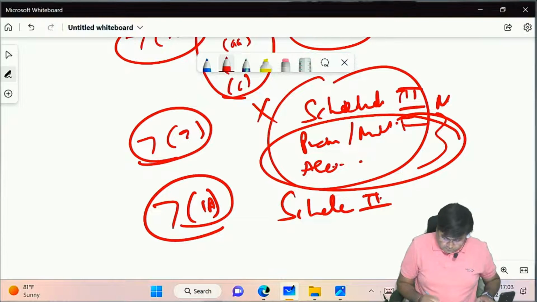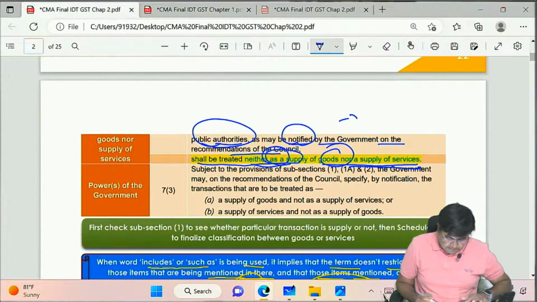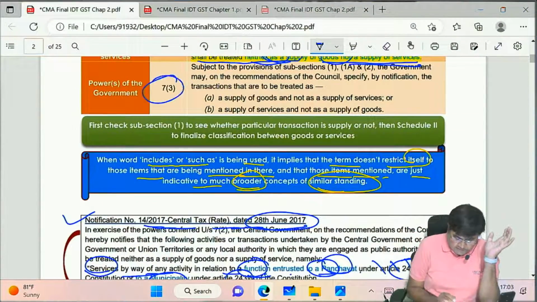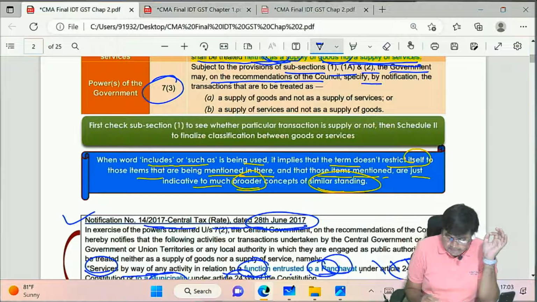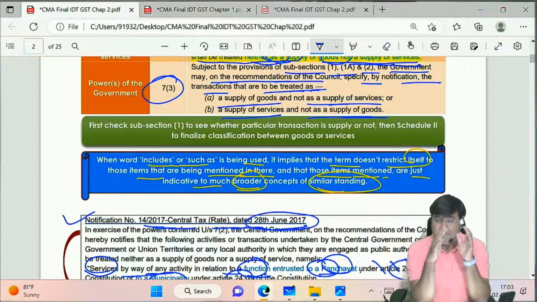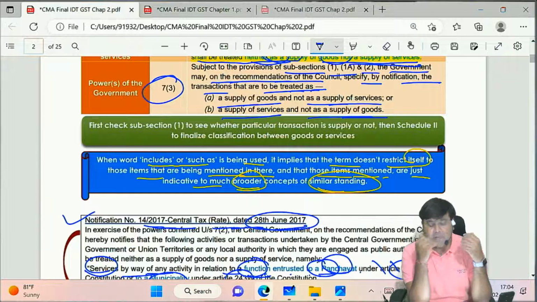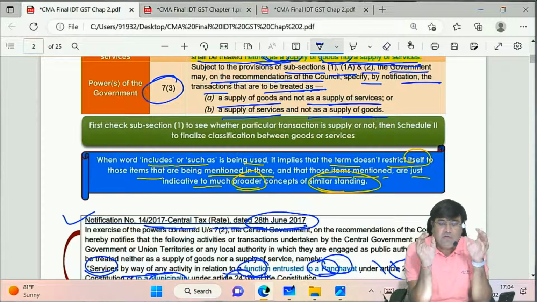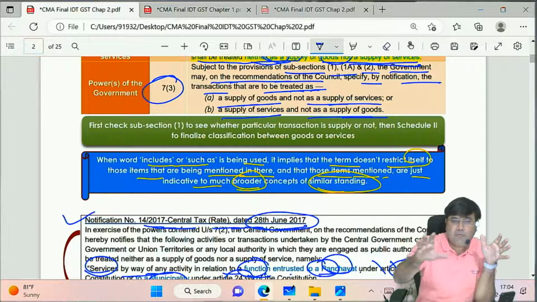Okay. Now the next subsection is very easy. Section 7 subsection 3: Subject to the provisions of subsection 1 and subsection 1A, the government may, on the recommendation of the council, specify by notification the transactions that are to be treated as a supply of goods and not as a supply of services, or a supply of services and not as a supply of goods. So basically this section 7 subsection 3 empowers the government that on the basis of the recommendation of the council, they can say it is supply of goods, not a supply of services, or it is supply of services, not a supply of goods.